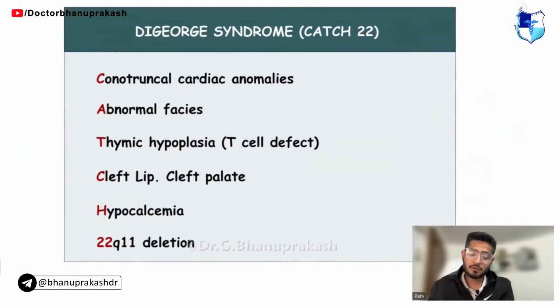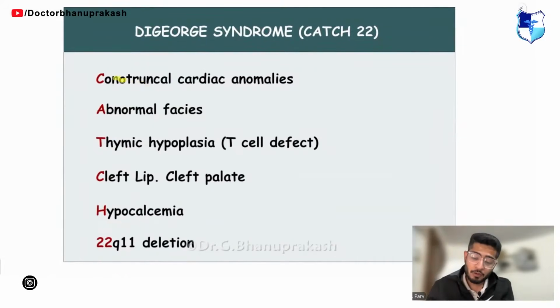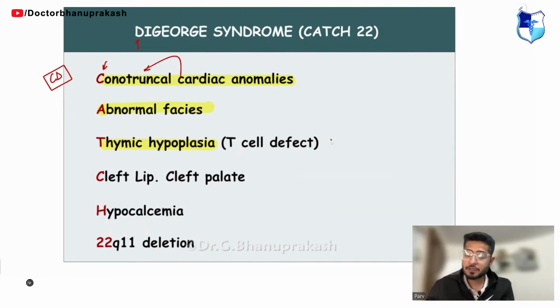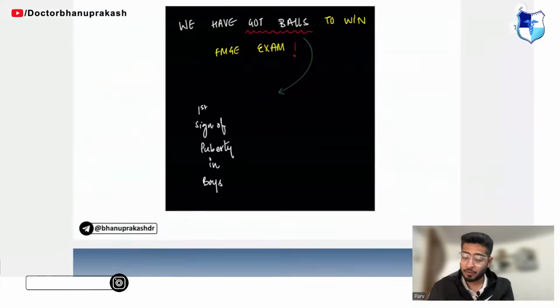Now this is DiGeorge syndrome. I hope that you know there is a mnemonic called CATCH-22. C for conotruncal cardiac abnormalities. So remember, which cardiac abnormalities are going to be there? Conotruncal cardiac abnormalities. Remember that in the alphabet C and D come very close. So C for conotruncal, D for DiGeorge, then A for abnormal facies, then T for thymic hypoplasia. Of course the levels of parathyroid hormone are going to be decreased, and that is why there is hypocalcemia. Calcium is also less. 22 is 22q11, and then C for cleft lip and cleft palate also.